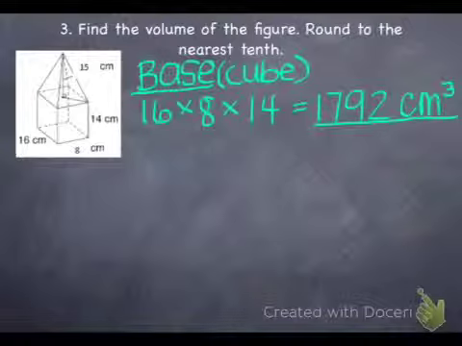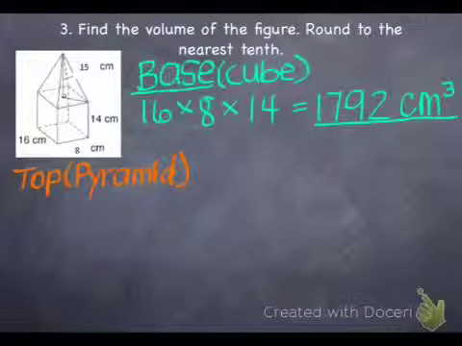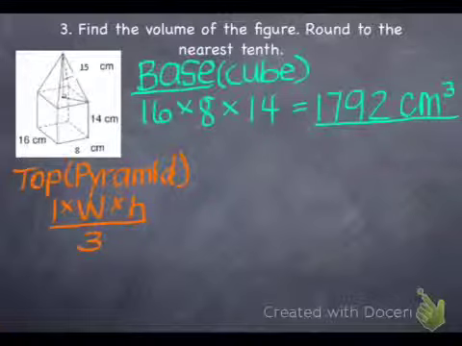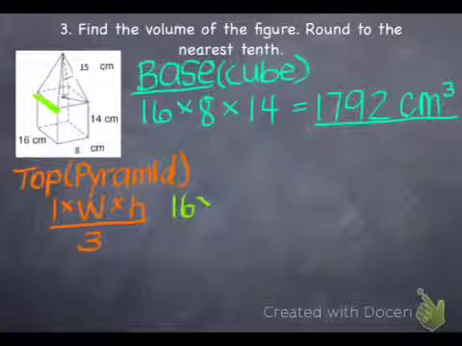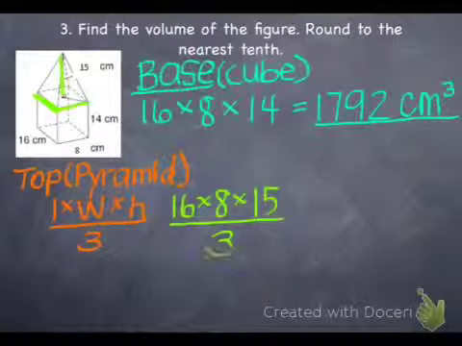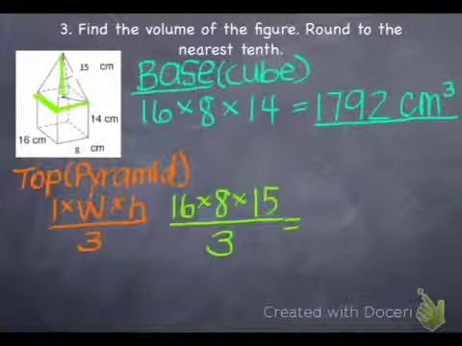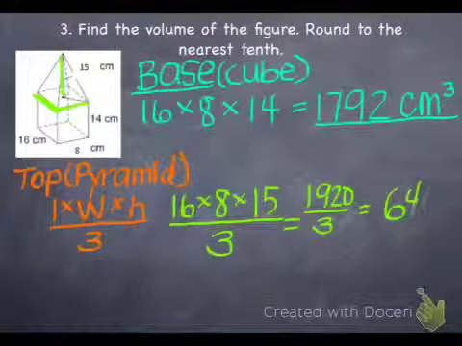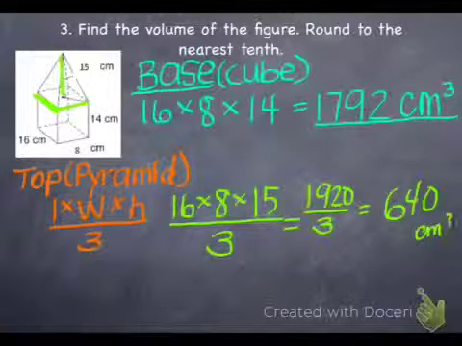Next we need to do the volume of the pyramid. So the formula for our pyramid is going to be length times width times height, but then we're going to divide by 3. So we need to pull out our length, we could call 16, our width is 8, and our height of our pyramid is 15. But then we're going to divide by 3. So put that into your calculator. You get 1920 on top, divide that by 3, and we get 640 cubic centimeters for our pyramid.